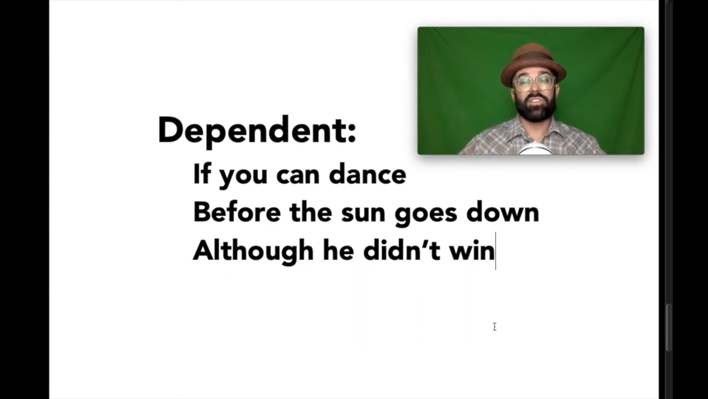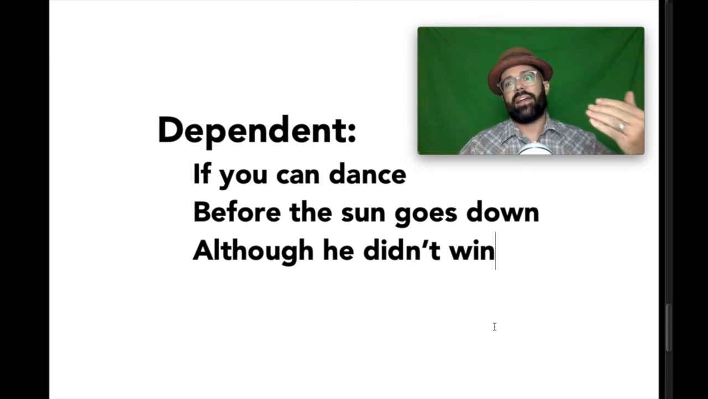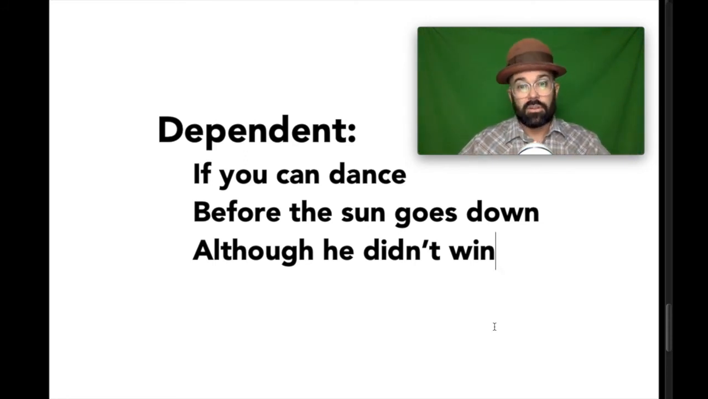Just like, before the sun goes down, yes, don't leave me hanging. What's going to happen before the sun goes down? Tell me! It's not complete. There's something missing. We would need an independent clause. But once again, if we removed that subordinating conjunction before, the sun goes down is an independent clause.